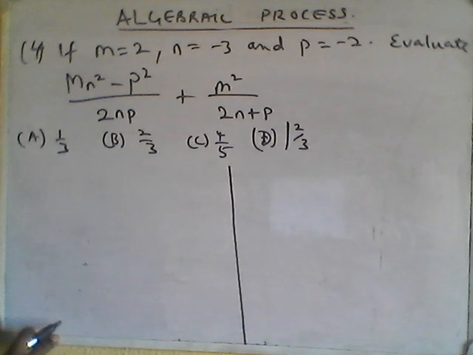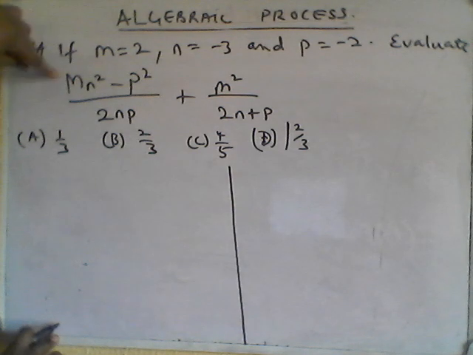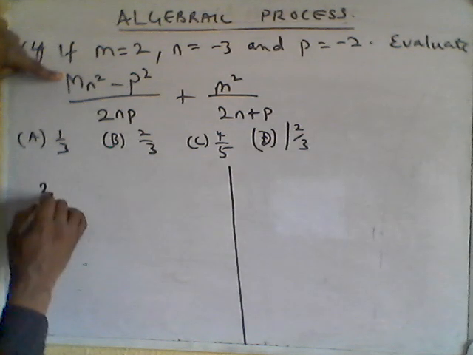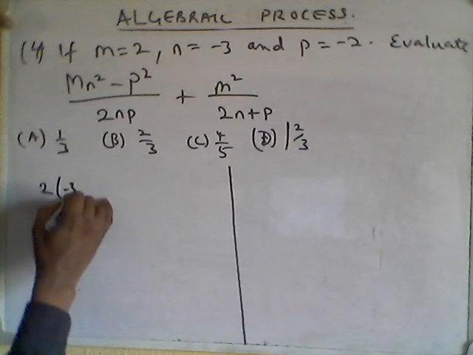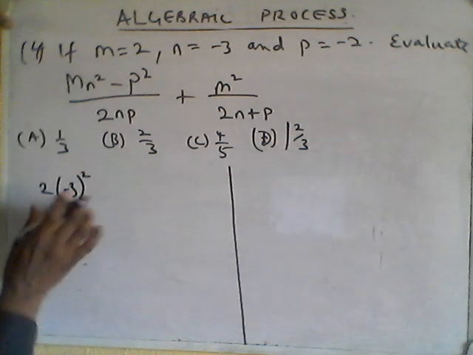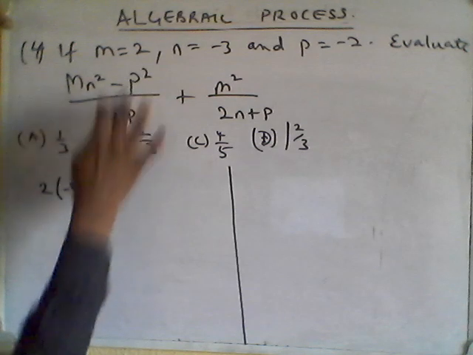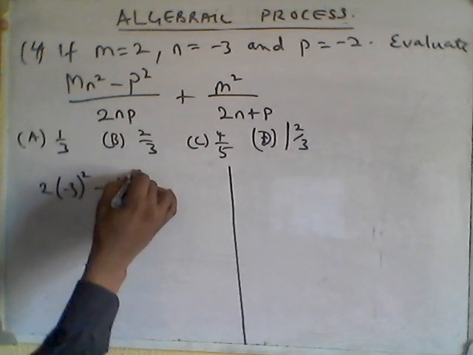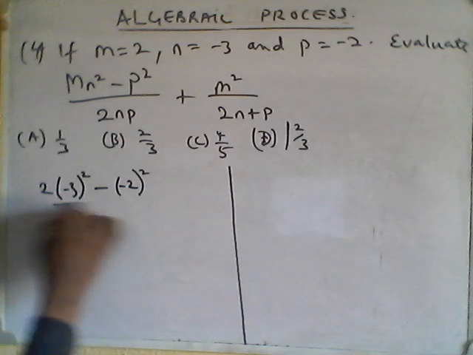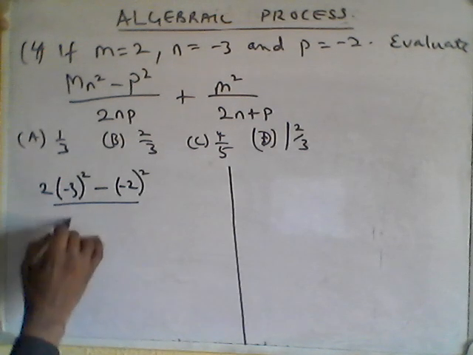So we're going to start from this term here. M is 2, so when we see m, we put 2. So I'm writing it out like that, 2. Then n is minus 3, so I open my bracket, I put minus 3 there, all square. That's what's happening. So this is this. The minus p is what? Minus 2. I open bracket, minus 2, and close bracket, all square. All over. Then there's a 2 here.